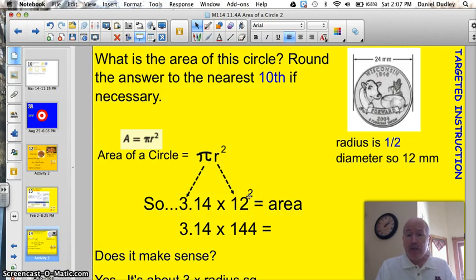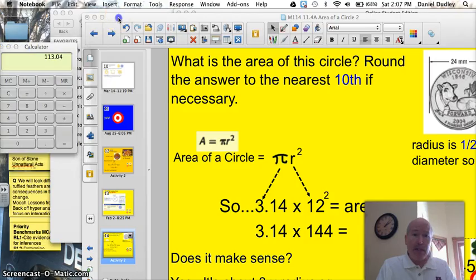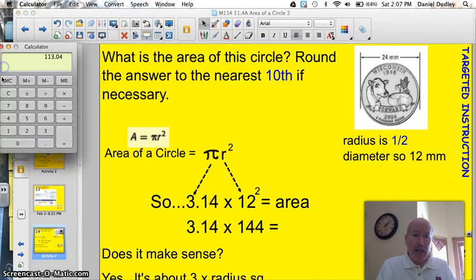Now I did this in 2 steps. So pi times the radius squared is going to equal the area. So 3.14 times 144, because 12 times 12 is 144. If I pop that into my calculator, I need to move that over so I can grab it a little bit easier. 3.14 times 144 equals 452.16.